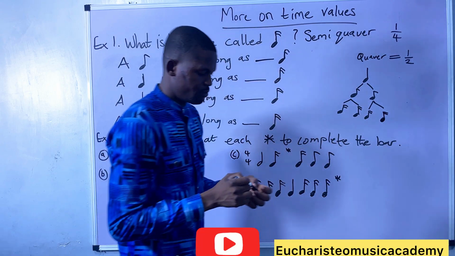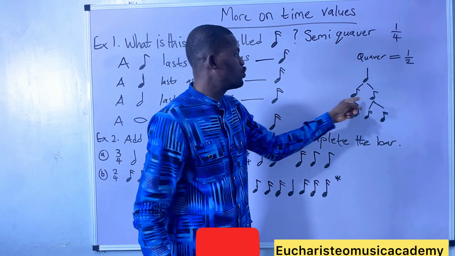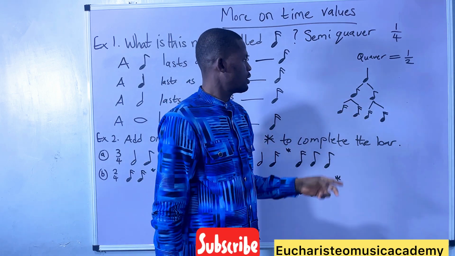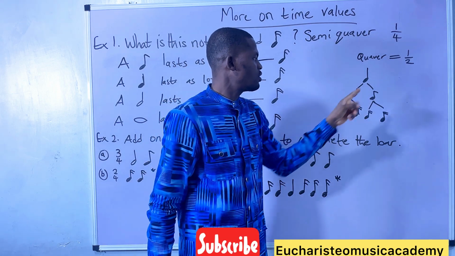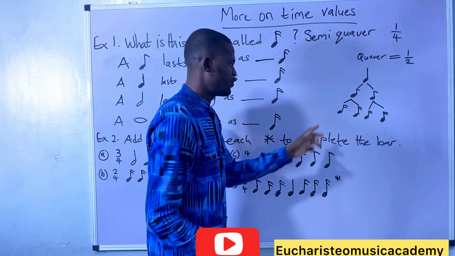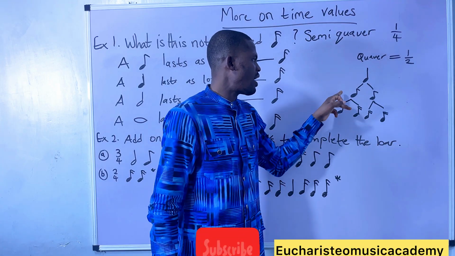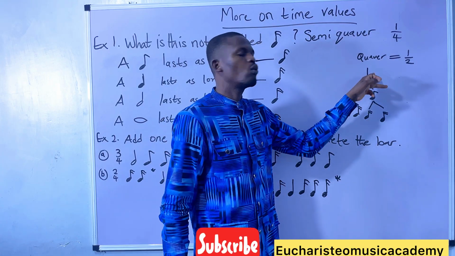Now what we're talking about: one crotchet will give you two quavers. Two quavers will give you four semiquavers. So if you sum these four together, it will be equal to this.